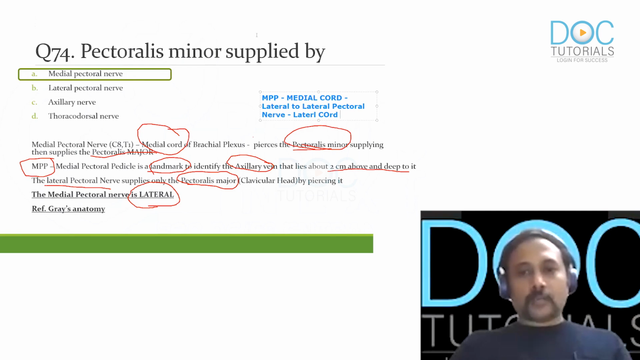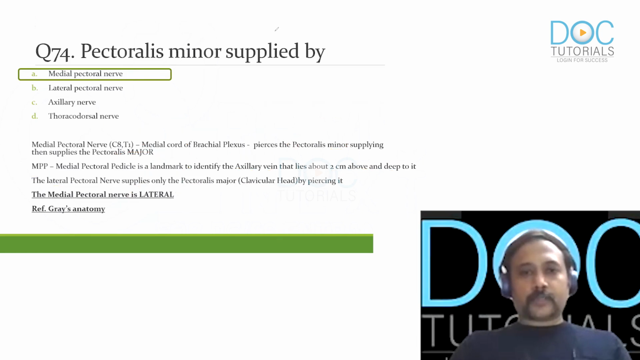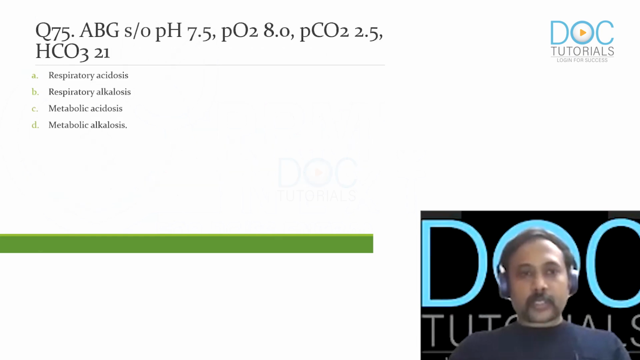The lateral cord gives rise to the lateral pectoral nerve, which only supplies the pectoralis major, the clavicular head, to be very specific. The medial pectoral nerve, on the other hand, is going to supply your pectoralis minor and your pectoralis major. Both are going to be supplied by it. Okay, so this is a clear-cut question, but still there are a lot of extra points that you can learn from it.